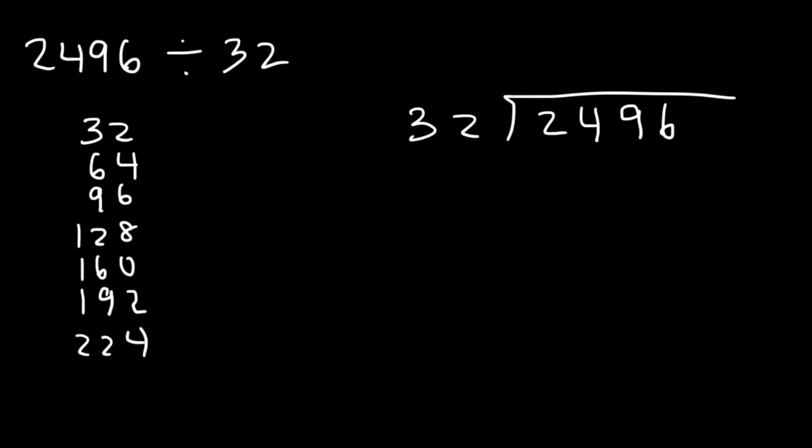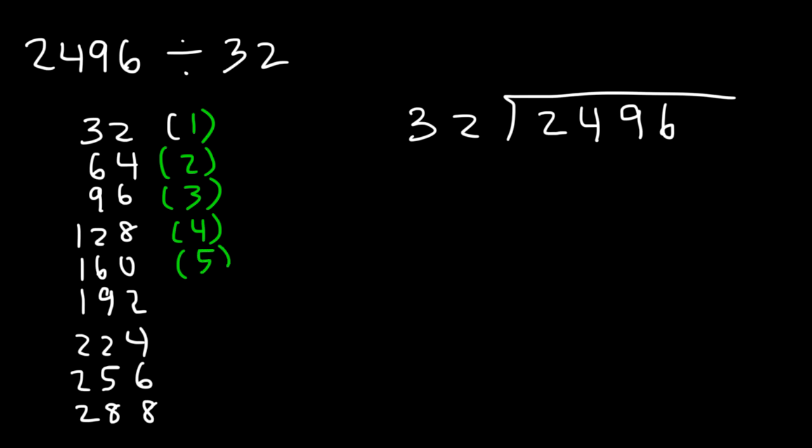Now, 224 plus 32. We just got to add 24 and 32. 4 and 2 is 6. 2 and 3 is 5. So this is going to be 256. And if you want to add it one more time, 6 plus 2 is 8, 5 and 3 is 8, the next one is going to be 288. So let's count it. 32 times 3 is 96, 32 times 5 is 160, 32 times 7 is 224, 32 times 9 is 288. So you get the picture.